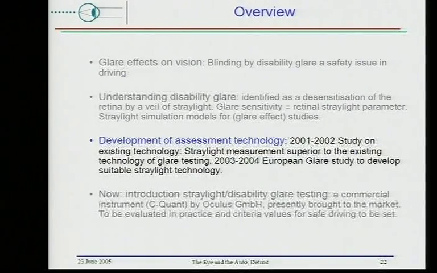Now back to developing the assessment technology. A few years ago, a study was performed on existing technology, and it was found that stray light measurement, being such a physical measurement, is much more precise, much better reproducible, and correlates better with the glare effect than existing glare testing technology. And just a few hours ago, the bed tester was mentioned as a way of testing that does not give results that you can very well use.